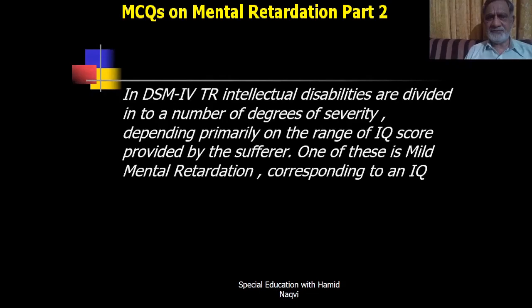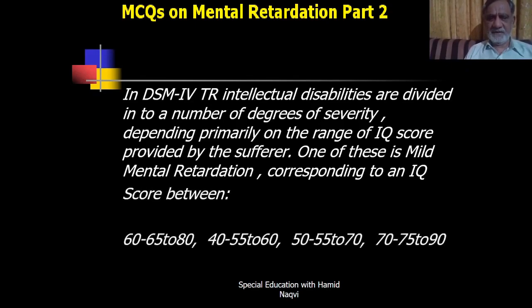In DSM-4 TR, intellectual disabilities are divided into a number of degrees of severity depending primarily on the range of IQ scores provided by the sufferer. One of these is mild mental retardation corresponding to an IQ score between 60-65 to 80, 45-55 to 60, 50-55 to 70, or 70-75 to 90. Correct answer is 50-55 to 70.